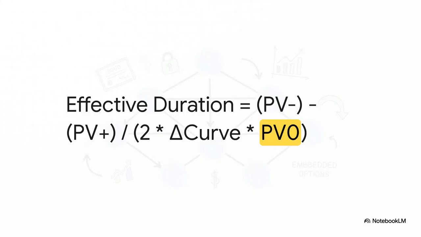And once you have those three prices, the original price, the rates down price, and the rates up price, you just plug them into this formula. What this tells you, in plain English, is the percentage change in the bond's price for a small shift in the yield curve. It's our best, most accurate measure of interest rate risk for these tricky securities.